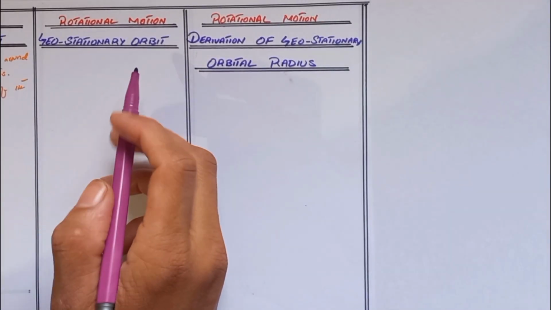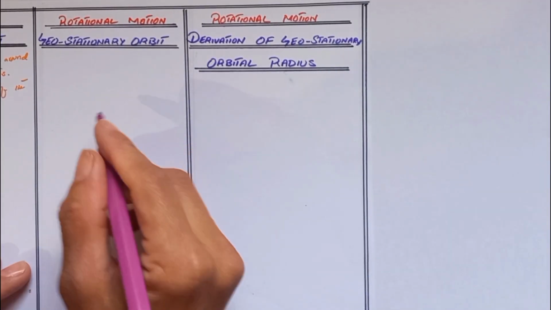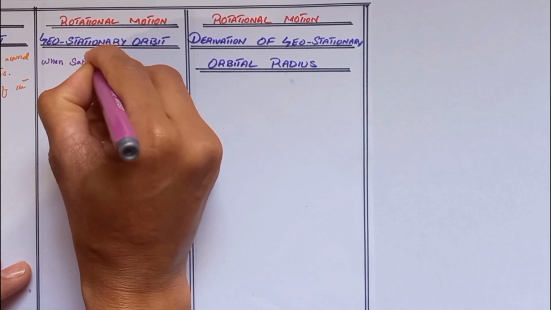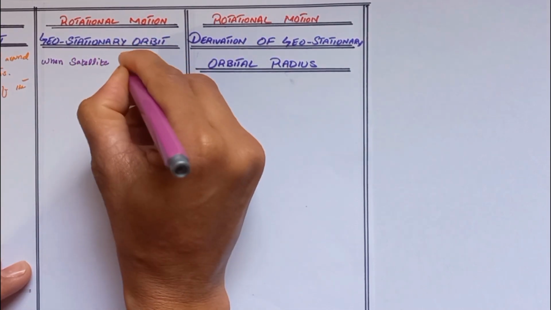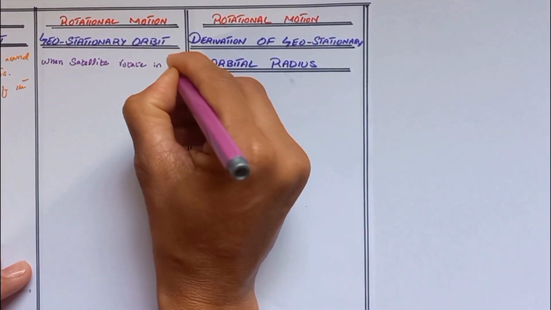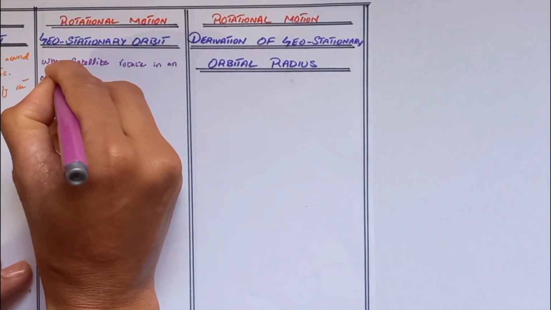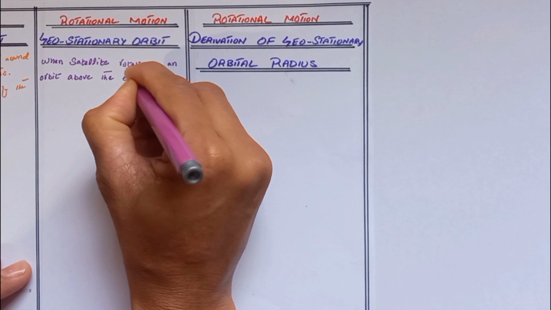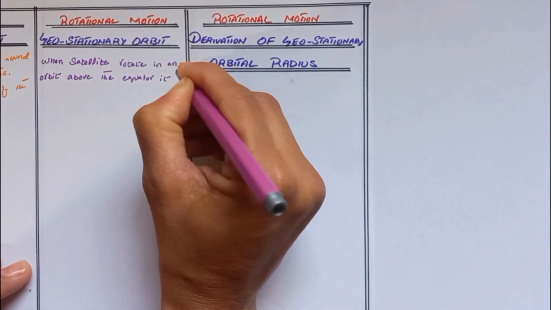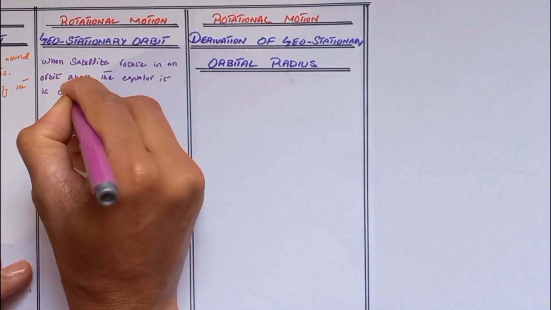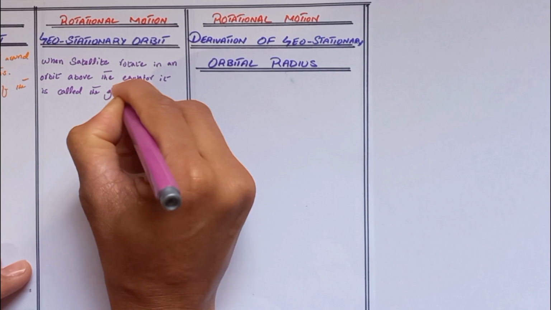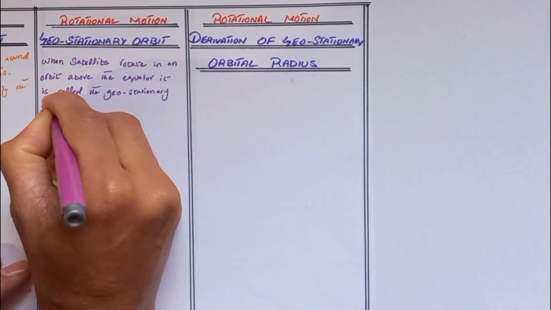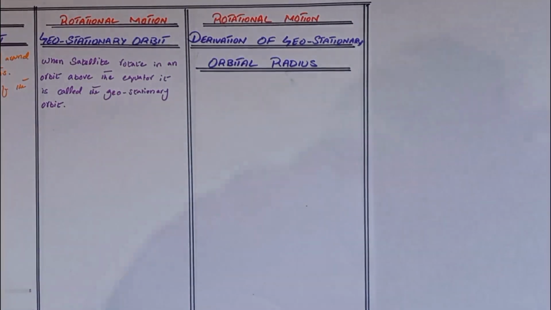Now we discuss the topic that is the geostationary orbit. What is the geostationary orbit? When a satellite rotates in an orbit above the equator, it is called the geostationary orbit.